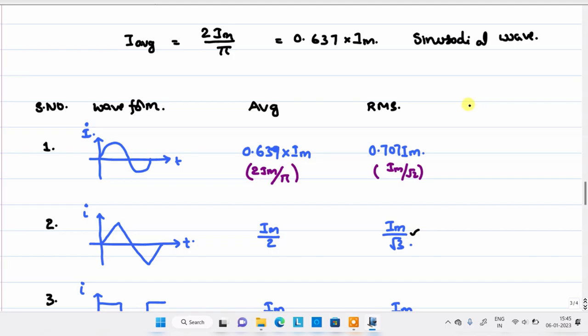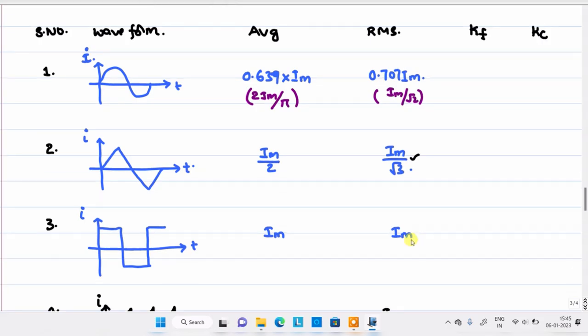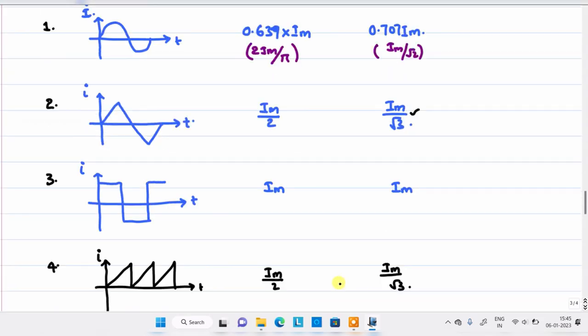I hope that everyone is doing well. The values of form factor Kf, the value of peak factor Kc. So for sine wave, what is the form factor? For cos wave, what is the form factor? Triangular wave, what is the form factor? Square wave and sawtooth wave.